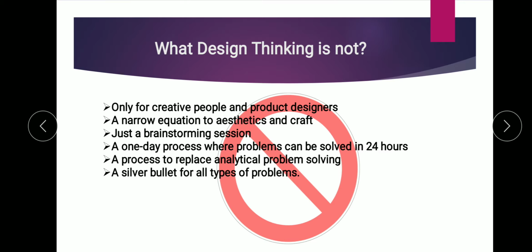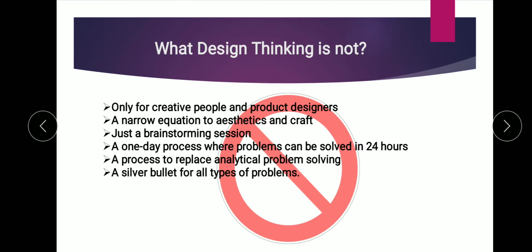And design thinking is not just a brainstorming session. Design thinking is a much broader aspect than developing a prototype. And again, as I told you earlier, design thinking is not a one-day process that can be solved within 24 hours. It's a repetitive process. You need to go to the customer, get that feedback, prototype, again go to the customer, test it, get that feedback, come back, prototype it. So it's a long process, and it's not a process to replace analytical problem solving. There's nothing about problem solving in this design thinking.